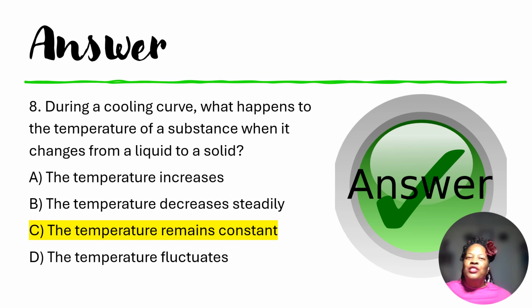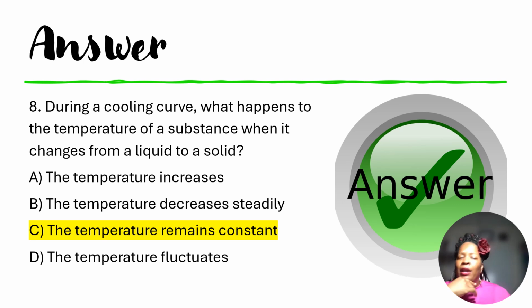The correct answer is C. During the phase change from liquid to solid, meaning freezing, the temperature of the substance remains constant. This occurs because the energy being removed from the system is used to form intermolecular bonds and organize the molecules into a solid structure rather than decreasing the kinetic energy, meaning the temperature, of the particles.